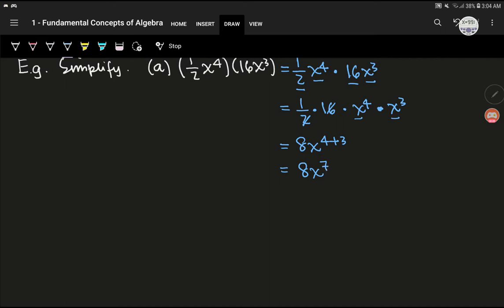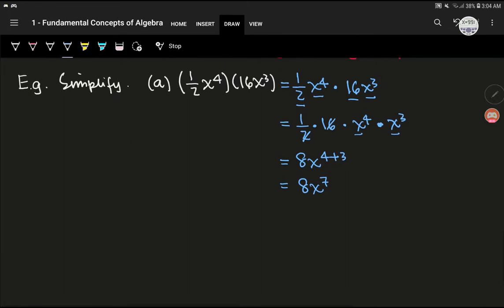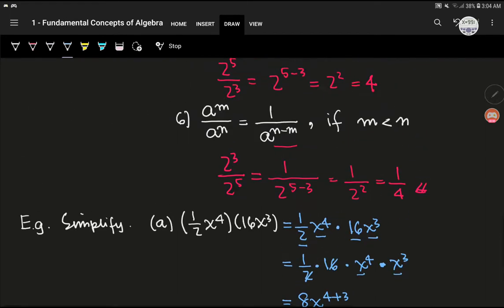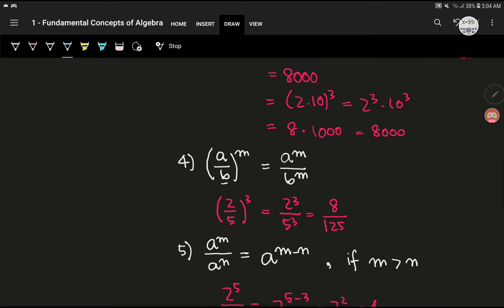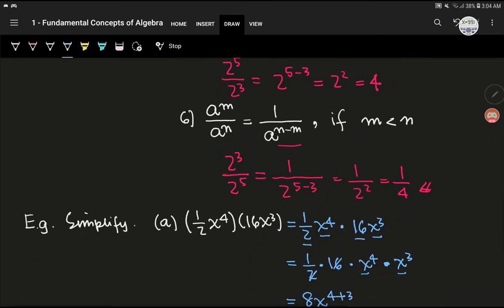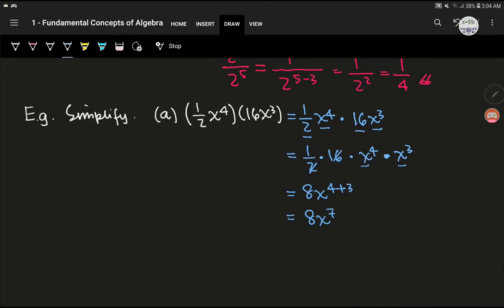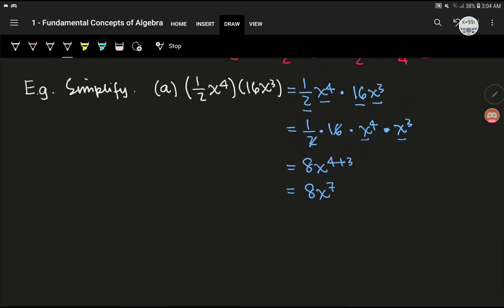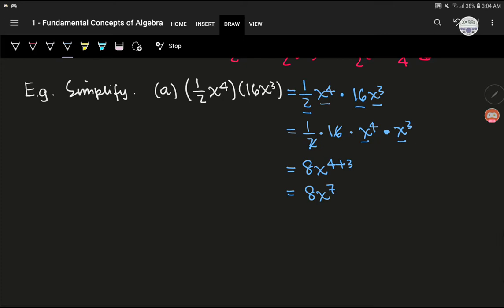Easy, right? If you really understand how these laws are used, you can utilize them to answer this kind of question: simplify the given expression. Okay, we have another example here.